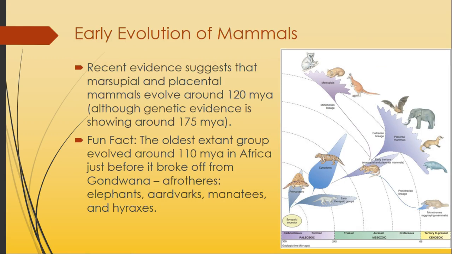Then, recent evidence suggests that marsupial and placental mammals evolved around 120 million years ago. Now that predates the extinction of dinosaurs, so placental and marsupial mammals were around before the dinosaurs went extinct, although genetic evidence is kind of showing us that it's probably closer to 175 to 200 million years ago, okay? Fun fact, the oldest living group of mammals evolved around 110 million years ago in Africa, and that's going to include your elephants and manatees.